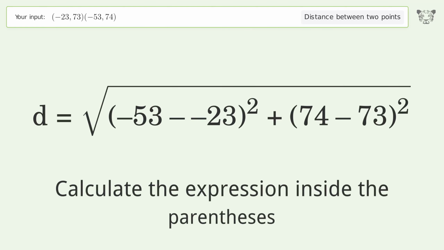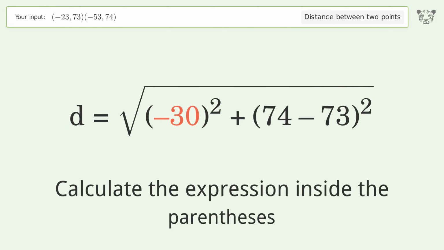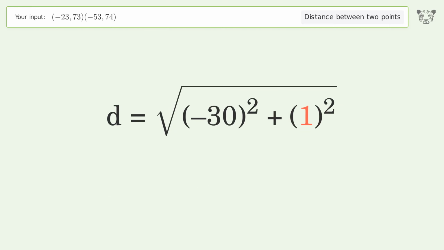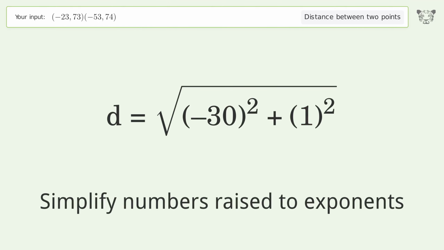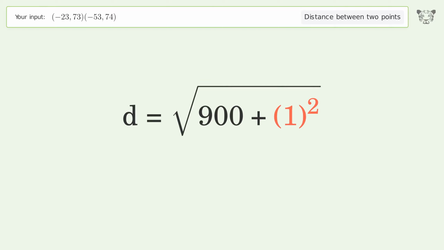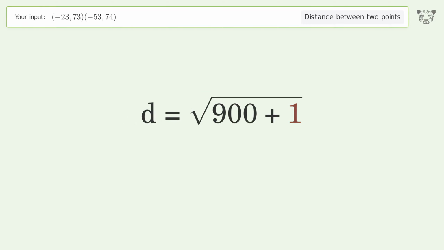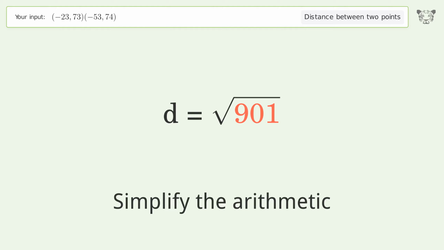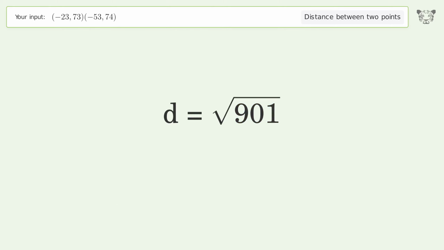Calculate the expression inside the parentheses. Simplify numbers raised to exponents. Simplify the arithmetic. And so the distance between the 2 points is the square root of 901, or 30.017.